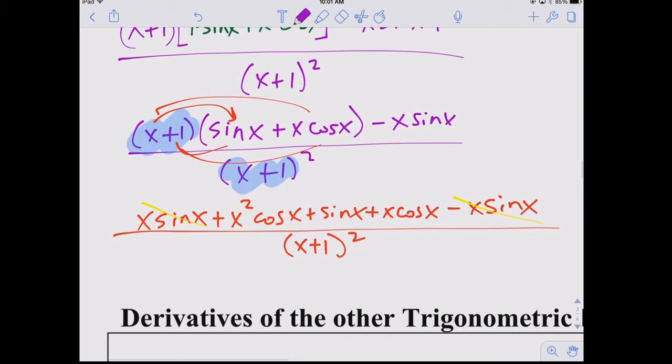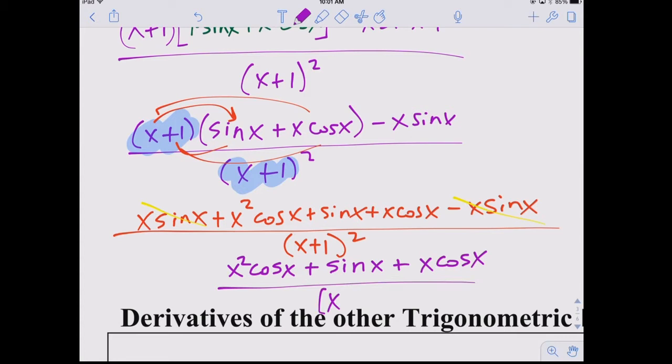And then does anything else combine? Not really. You could group your x cosine x terms together and factor out an x cosine x, but I'm not going to do that. Nothing else is a like term. So for now, we'll just stop right there. There will be a time where we're using these derivatives, and then we'll decide if we want to keep going or factoring it out.